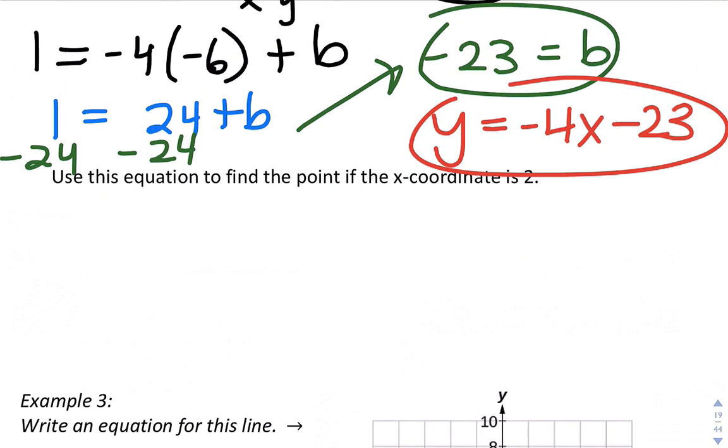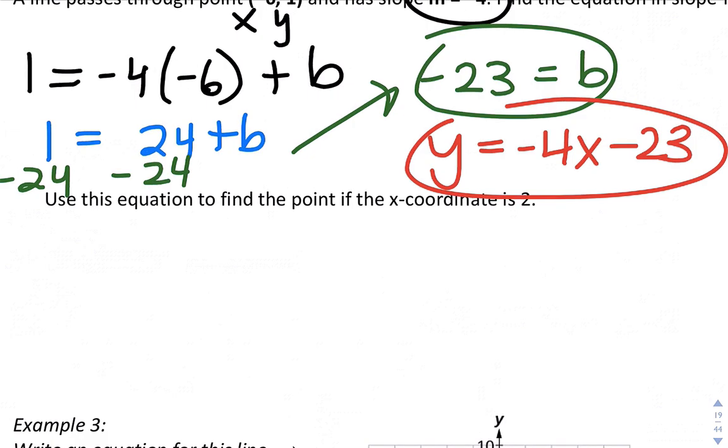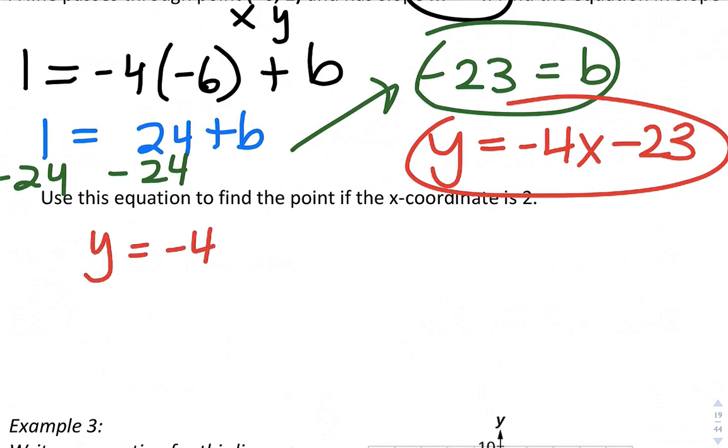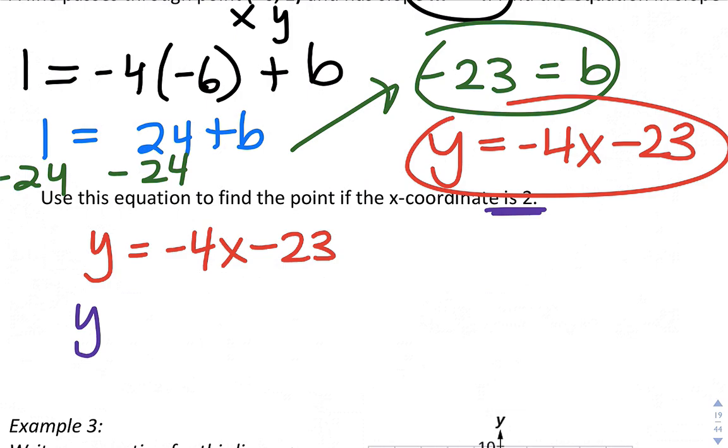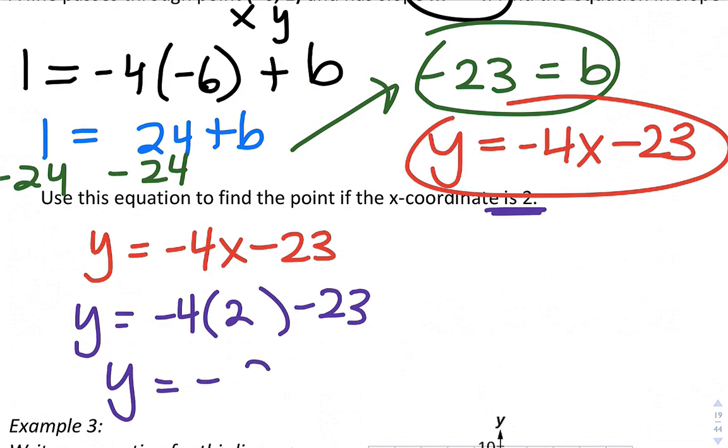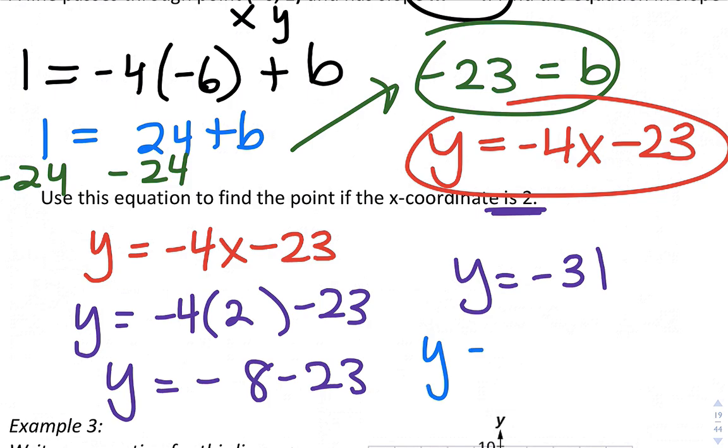It says use this equation to find the point if the x-coordinate is 2. All right, here's the equation. And the x-coordinate is 2. We need the y-coordinate. So instead of x, we'll plug in a 2. So we have y equals -8 minus 23. And so if we solve for that, we get y equals -31. So let's write the equation of the line. y equals -4. Well, actually, we just wanted the y value. Sorry, we're not writing the equation of the line. The point on that line, when x is 2, y would be -31.